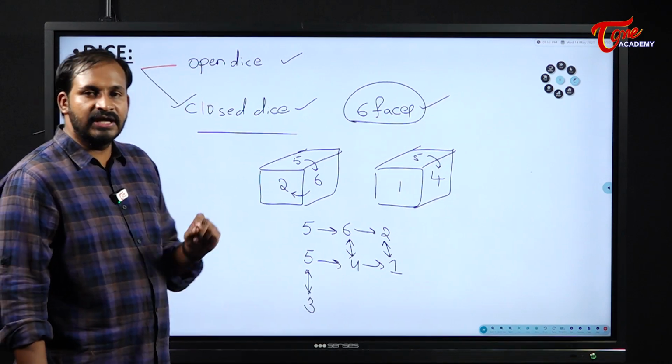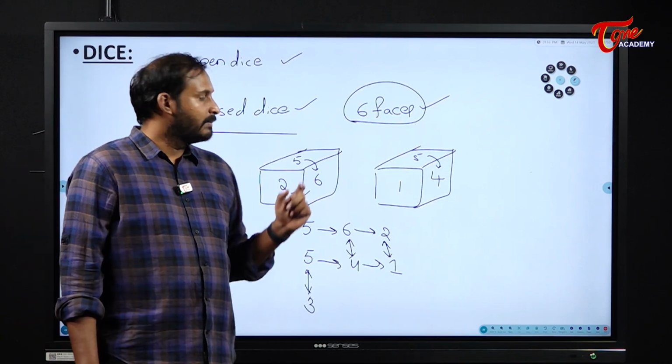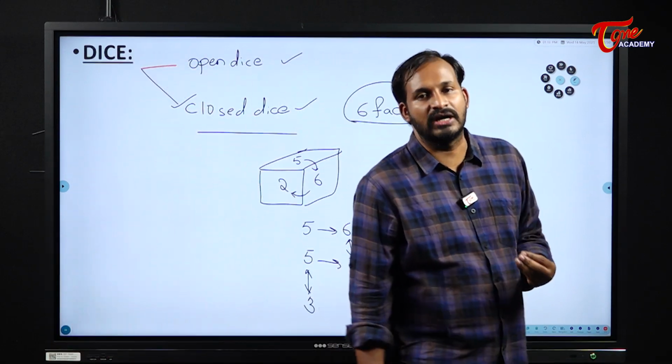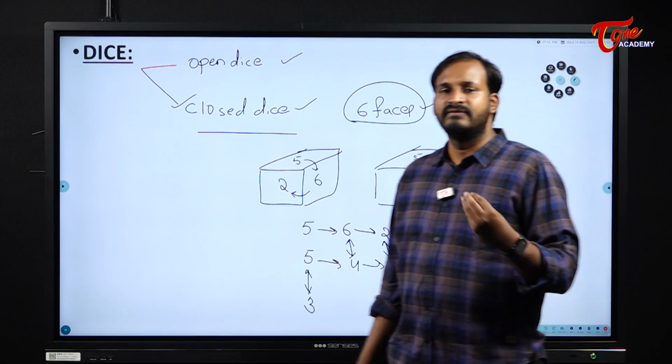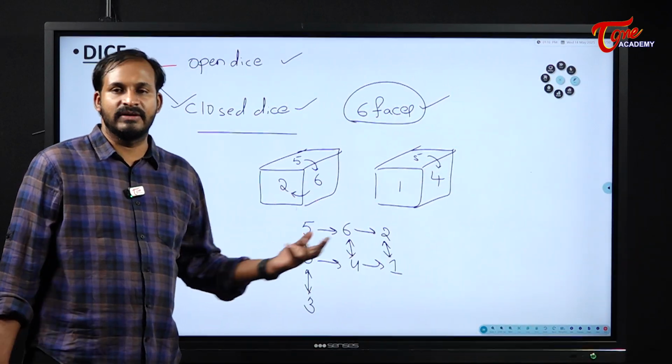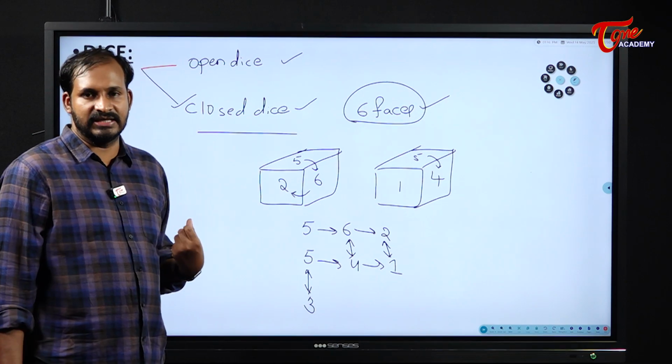Understood, students? If there is only one common number between the 2 projections given to us, then it is really easy for us to answer the given questions. They will ask us which number will be opposite to 4, or which number will be opposite to 1, or which number will be opposite to 5. Like that they will ask us the questions.